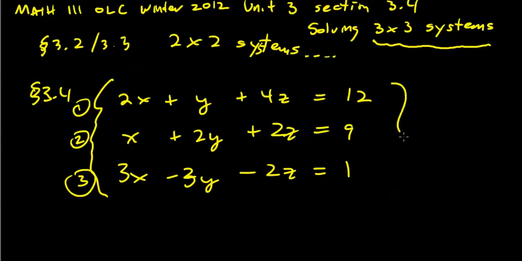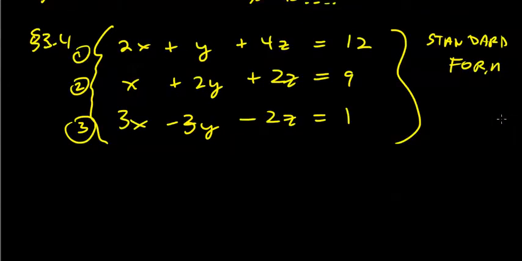Now notice, these are already in standard form, and that's going to be the agreement, just to make our lives a little less hectic. When we're talking about 3 by 3s, we're always going to deal with them in standard form, and if they're not in standard form, we have to convert them to standard form. What I'm going to do is sketch out the solution technique for a 3 by 3 system.